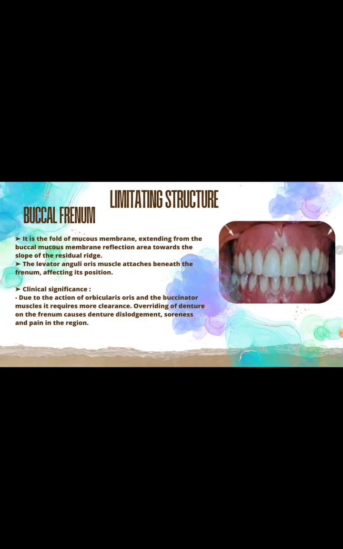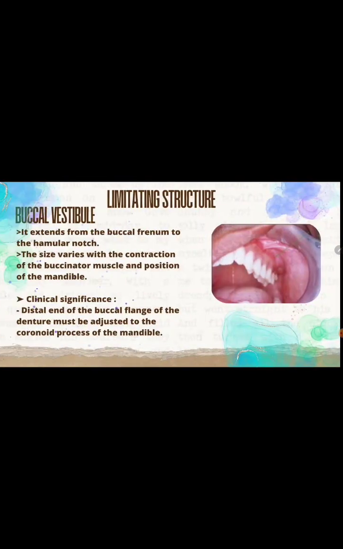Next is the buccal frenum. The buccal frenum is a fold of mucous membrane extending from the buccal mucous membrane toward the slope of the residual ridge. The clinical significance is that due to the actions of the orbicularis oris and buccinator muscles, more clearance of the denture is required. The frenum causes dislodgement of the denture and pain in this region.